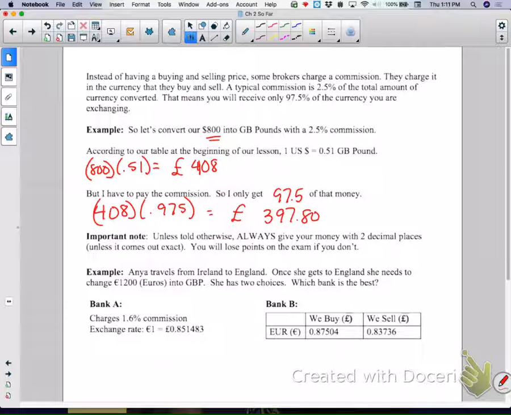All right, so 2 more examples here. Anya is traveling from Ireland to England. Once she gets to England, she needs to change 1,200 euros into Great Britain pounds. She has 2 choices. Which bank is going to be the best? Bank A charges a commission. Bank B has a buying and selling rate.